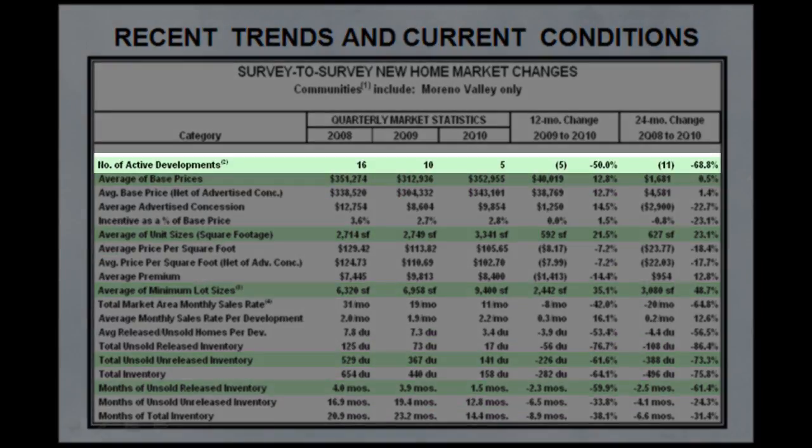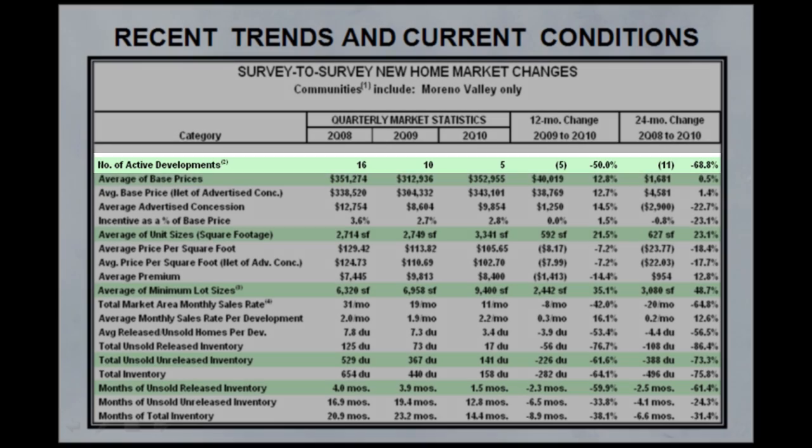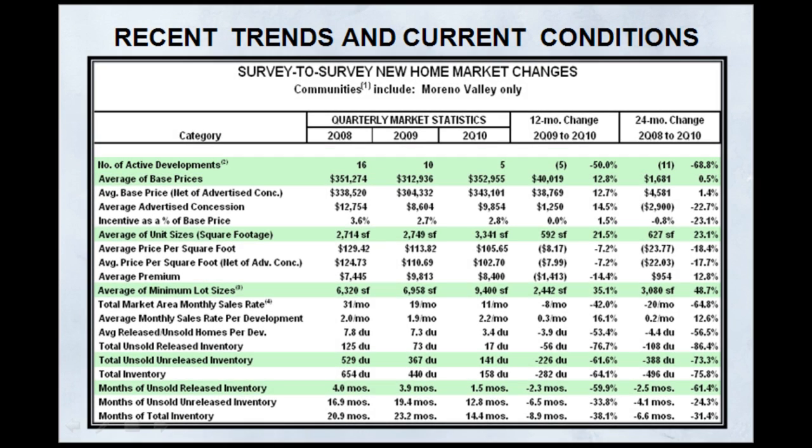The first line, number of active developments. In this category, Real Estate Economics would include any development that has not closed out all of its homes, all of the zoned homes in the tract map or in the community. You can see in the past 2 years the active communities in Moreno Valley have fallen from 16 to 10 to just 5. This is a market area that peaked out with 25 active developments in the 2005 and 2006 time period. So we've really shrunk the active community counts by 80%.